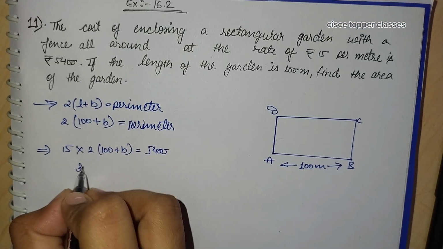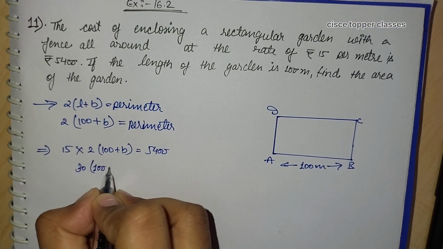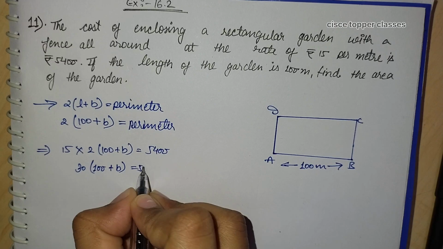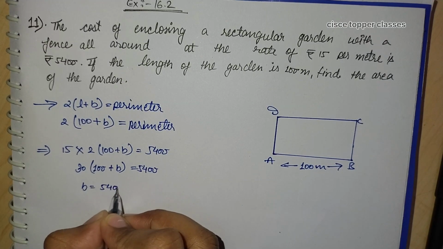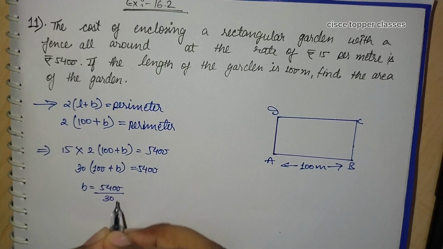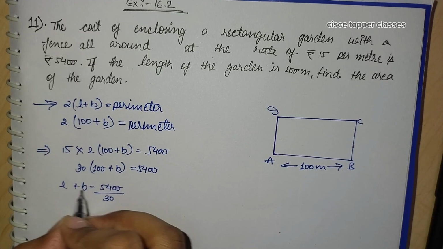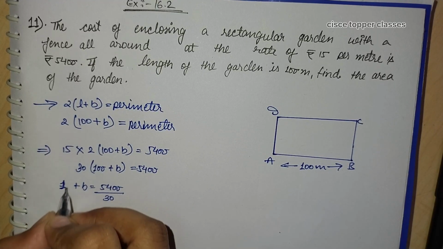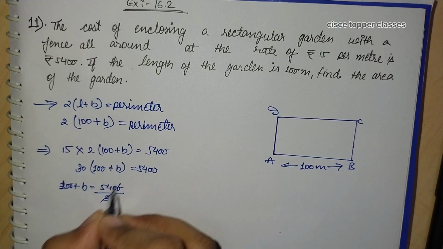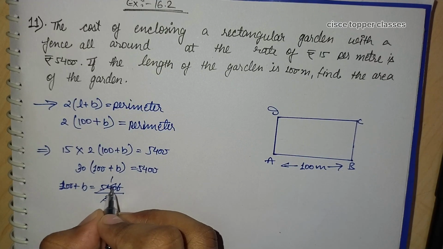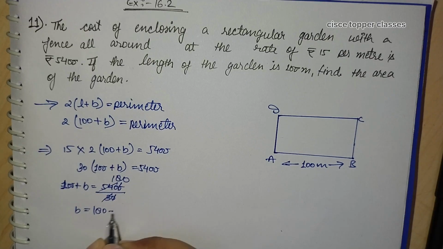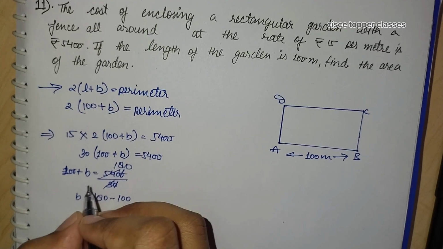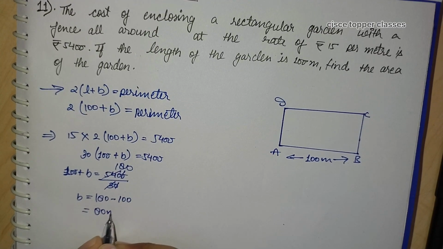So on calculating it, it will be 30 into (100 plus breadth) equal to 5400. It means length plus breadth is equal to 5400 divided by 30. This will be cancelled out and here we will get 180. Means breadth is equal to 180 minus 100 meter here. So this will be 80 meter.